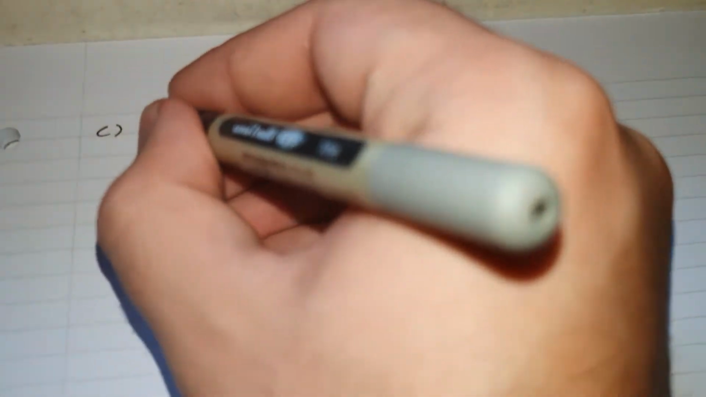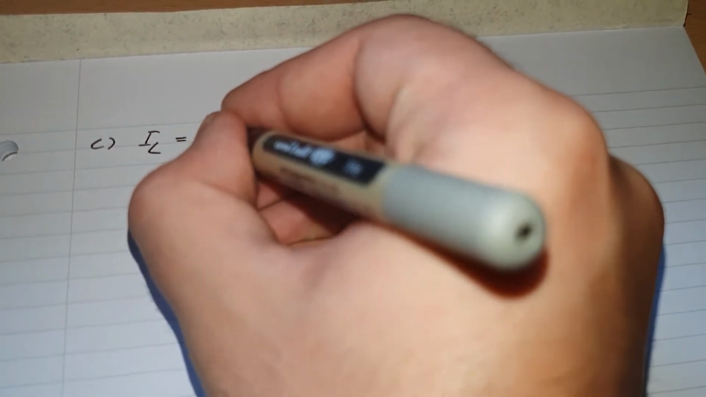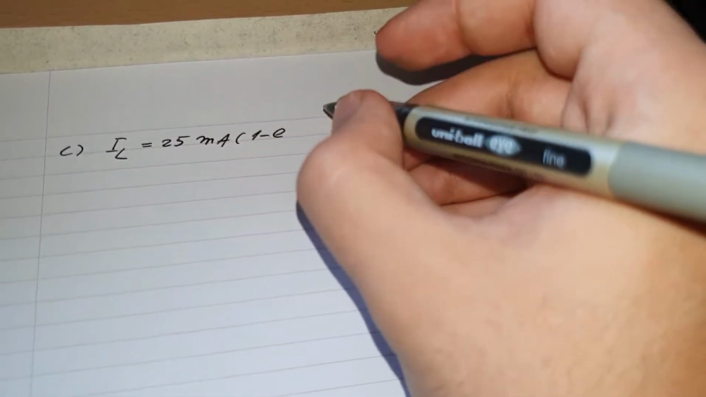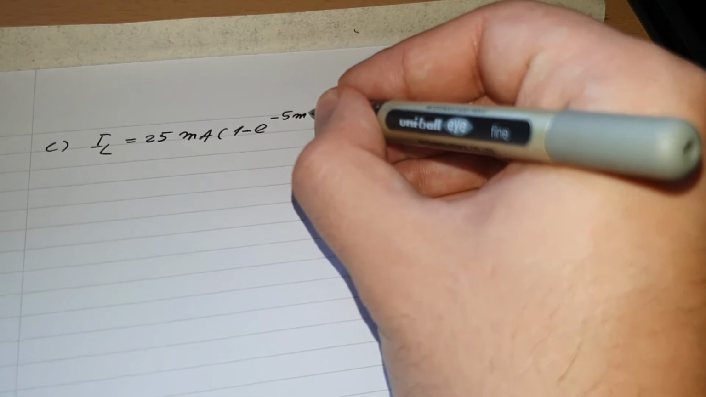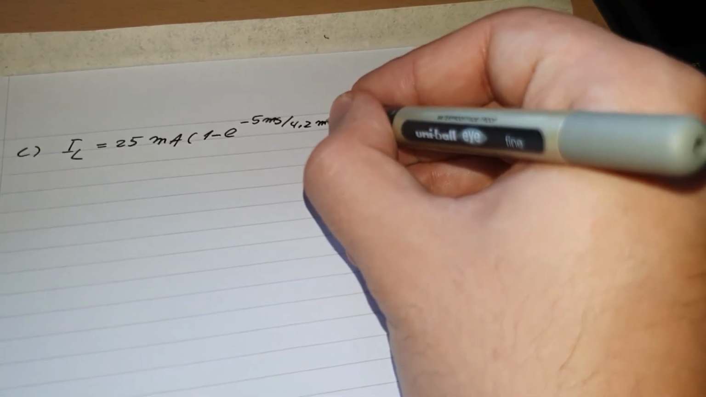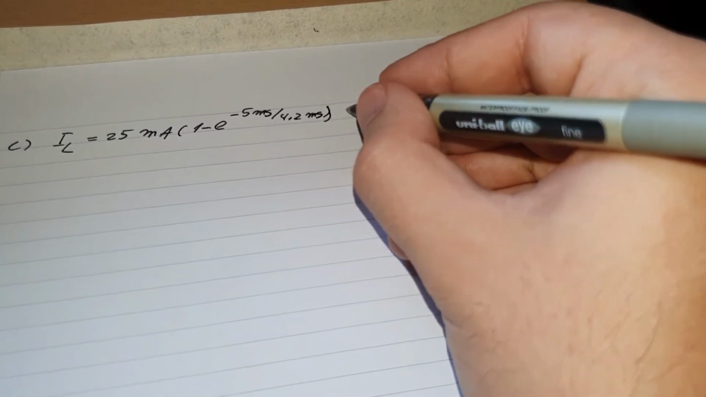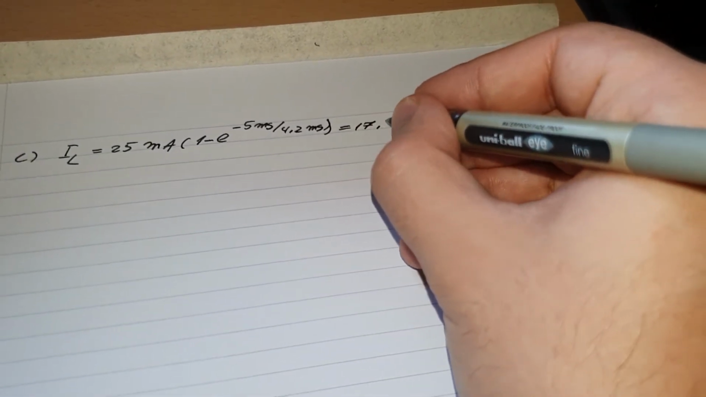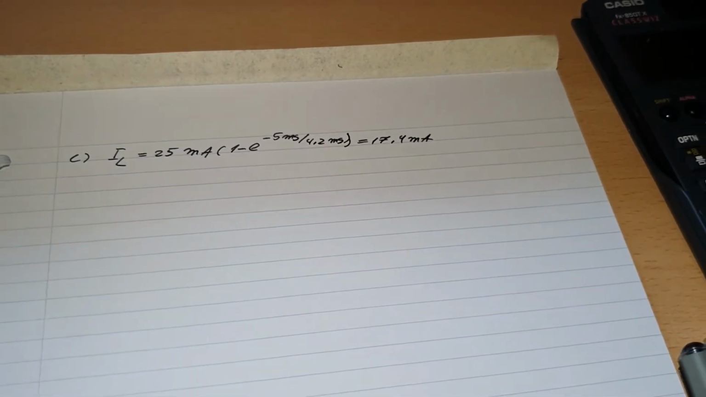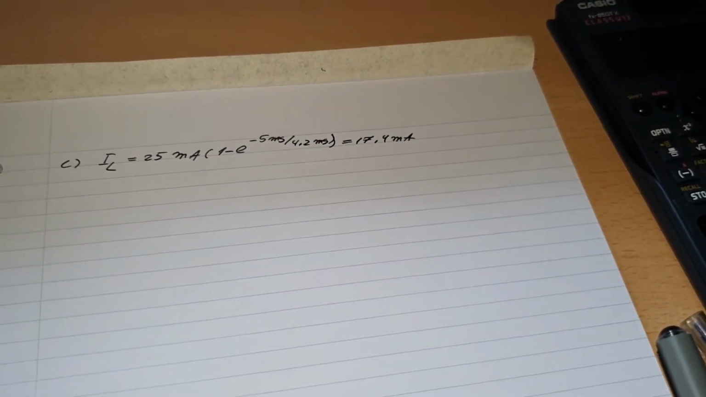So we simply do IL is equal to 25 milliamps times 1 minus the exponential of minus 5 milliseconds, because that's the time we want, divided by the time constant, which is 4.2 milliseconds. And that would be equal to 17.4 milliamps. So that's the current inside the inductor after 5 milliseconds, when we stop it.